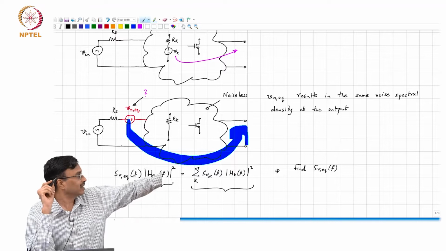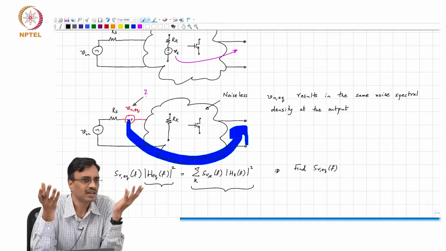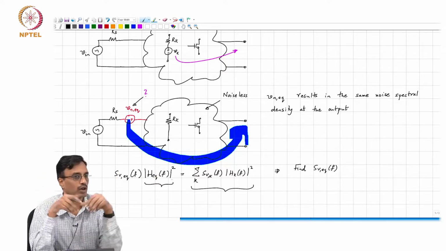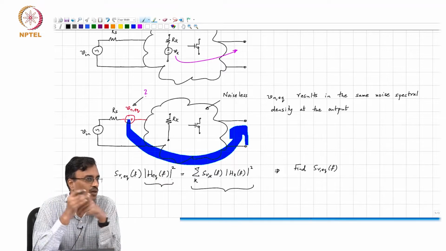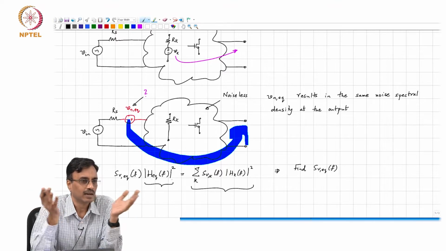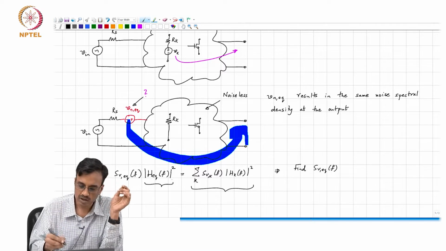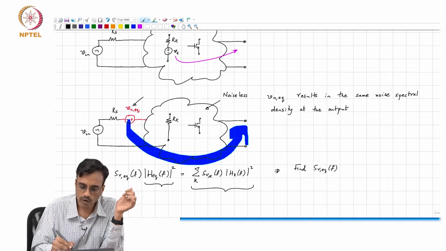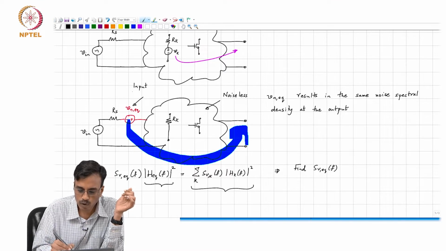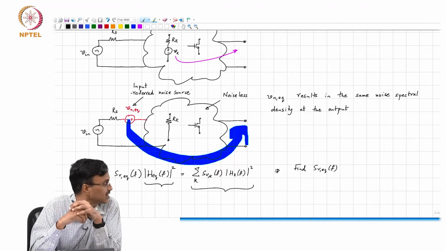well, recognize that the gain from Vin and from Vn equivalent is the same. This H equivalent of f simply represents the gain from the input voltage source to the output, and therefore, it stands to reason that you find the total spectral density divided by gain square, and this is the spectral density of the equivalent input referred noise source. So, this is an equivalent noise source, and this is referred to the input, referred noise, right. So, is the motivation and the jargon clear now?